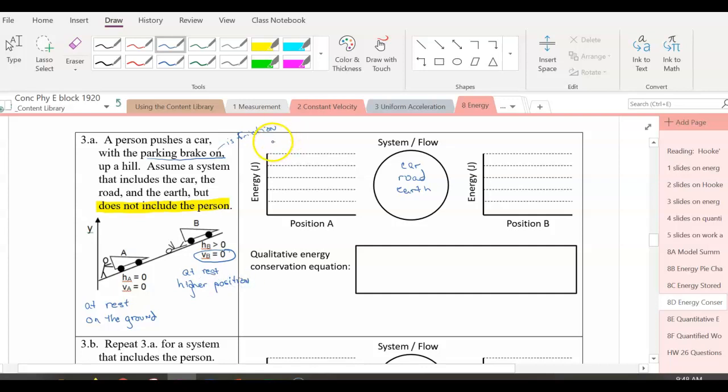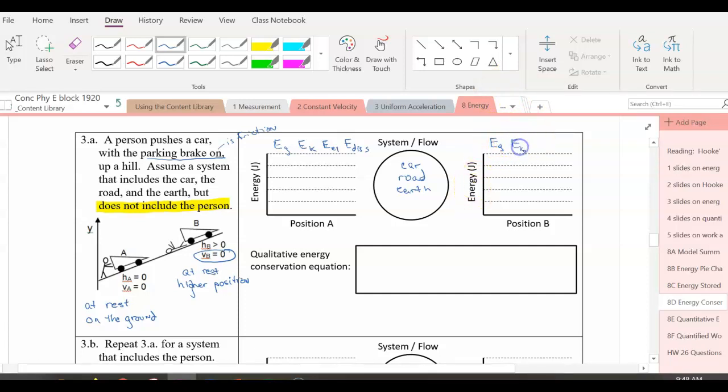So if I think about the various types of mechanical energy, at the beginning, it has no gravitational energy. It's on the ground. It has no kinetic energy. It's not moving. No elastic energy. No dissipated energy. Oh, okay. There's really no mechanical energy at the beginning. But at the end, it's much higher, so it definitely has gravitational potential energy.